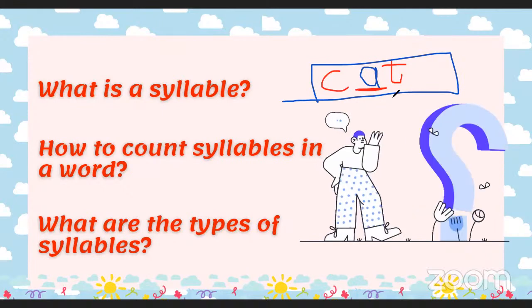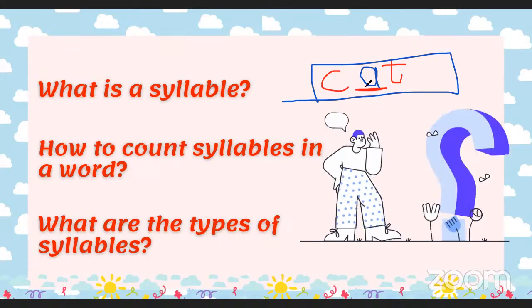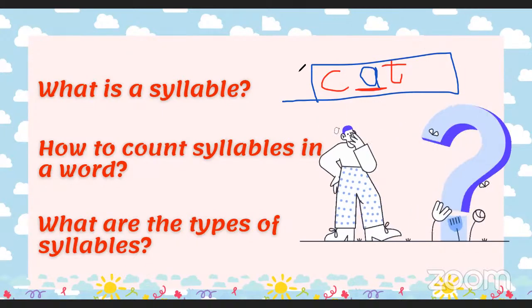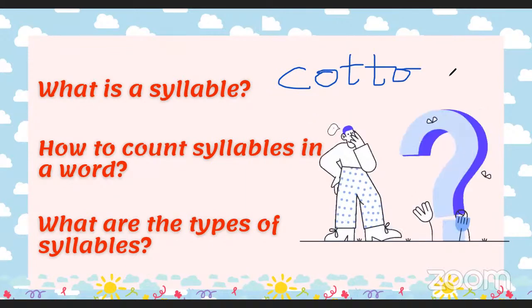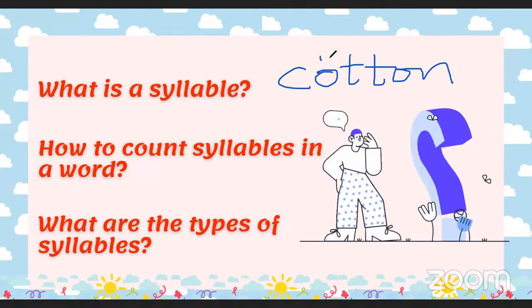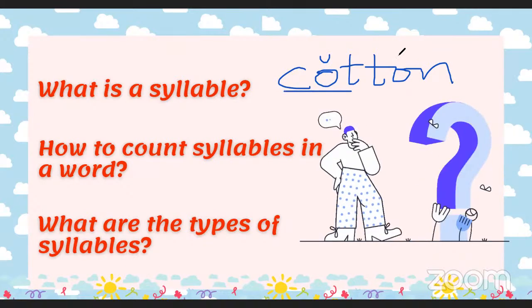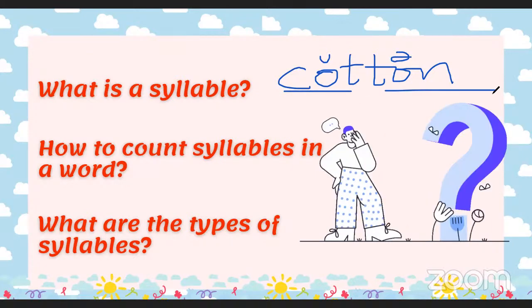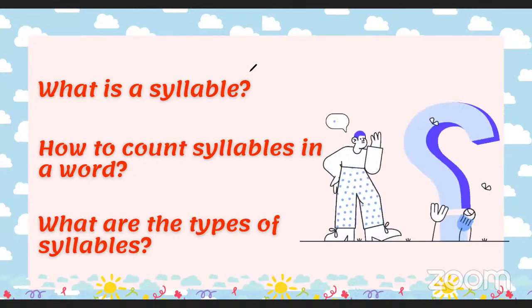If you have one vowel sound, one syllable. If you have two vowel sounds, two syllables. This is cat. Only one vowel sound, it's a one syllable word. But if your word is cotton, I have one vowel sound here. This is one syllable. Cotton, ton. This is a schwa sound. So this is the second syllable. Right? This is how we count syllables and what are syllables.